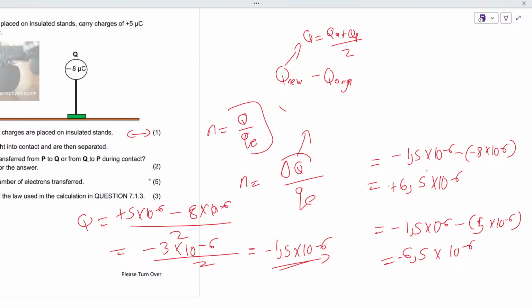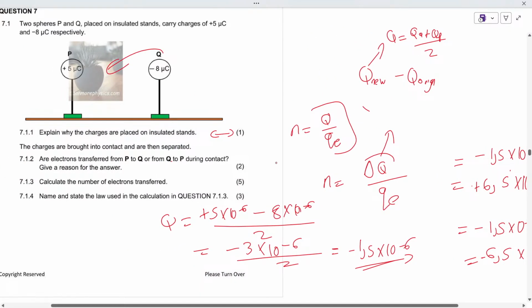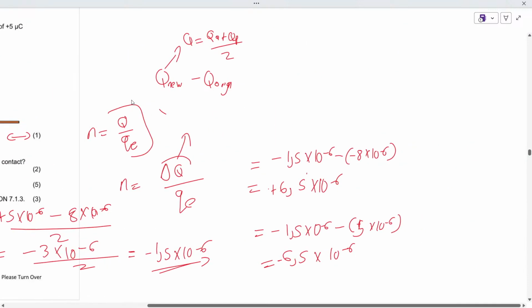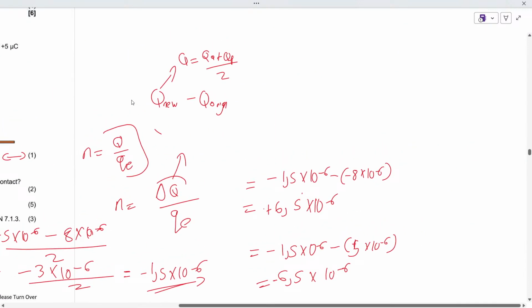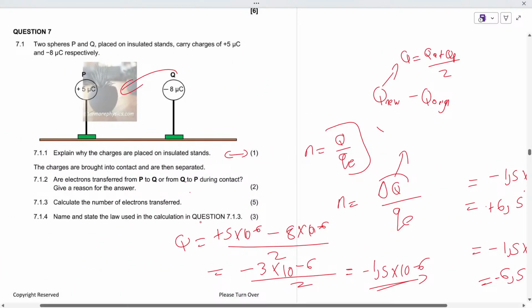Because, as we have said, charges will be transferred from Q to P, which means that this one is going to lose 6.5 times 10 to the power negative 6 electrons, and this one is going to gain 6.5 times 10 to the power negative 6 electrons. You get it? So it's the same value because one is gaining, the other is losing, but with opposite signs. And then they say the number of electrons transferred.